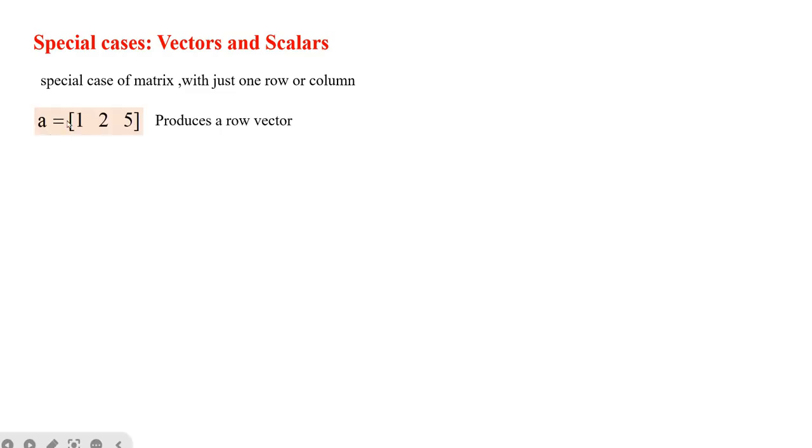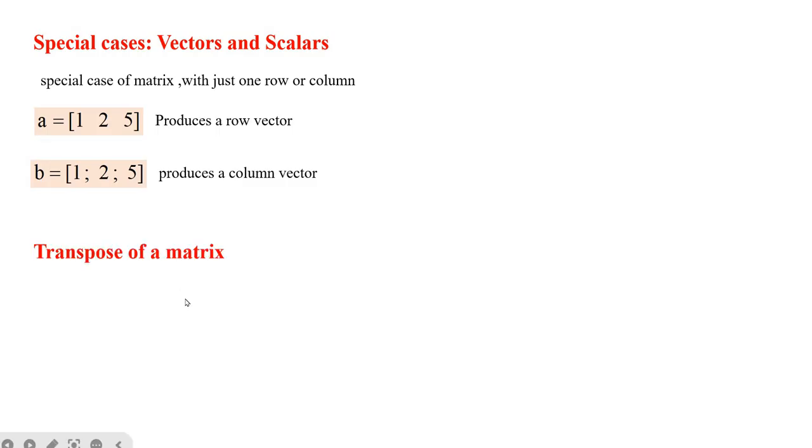So here suppose A is equal to opening bracket 1 space 2 space 5. It will produce a row vector. That is, you will be having only one row. You can have as many columns as you like here. Next, if you have B is equal to opening bracket 1 semicolon 2 semicolon 5 and closing bracket, it will produce a column vector with one single column and 3 rows. Here you can have as many rows as you like, but you will be having only one column.